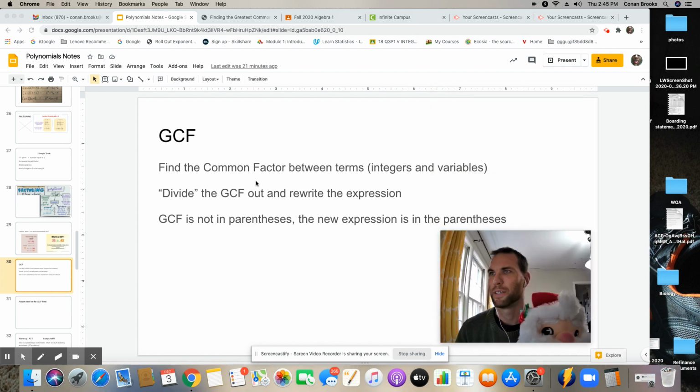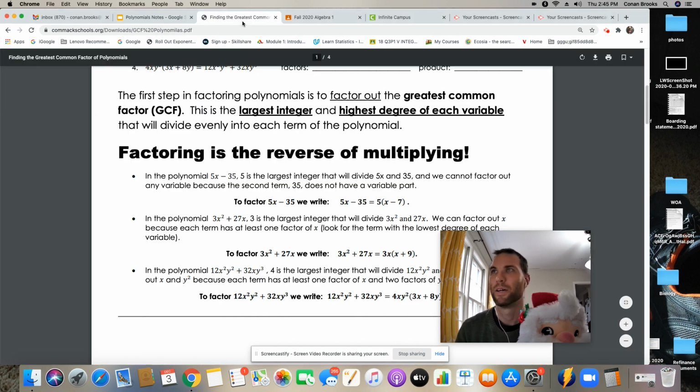So the way you do this is you find the common factor between the terms, both the integers and the variables, and then you divide that out and rewrite the expression. The way it's going to look is the GCF is going to be first outside the parentheses, and then the new expression after you divide out the GCF will be in parentheses beside it.